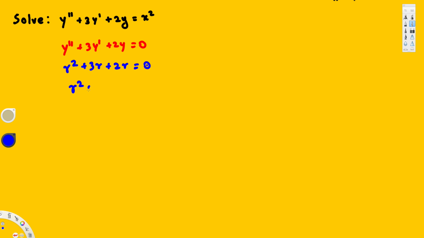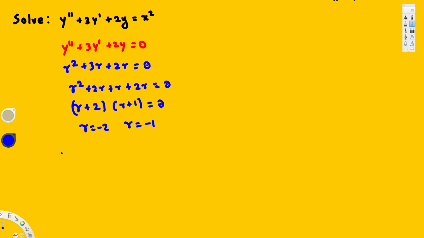So r square plus 2r plus r plus 2 is equal to 0. Now we can factor this one. r plus 2 and r plus 1 is equal to 0. Therefore r is equal to negative 2 and r is equal to negative 1. Here we are getting distinct roots.